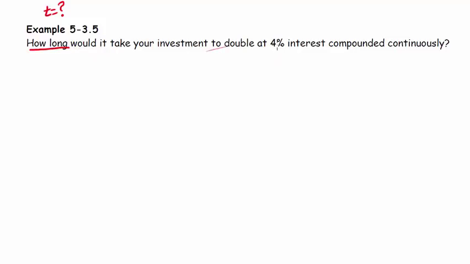At 4% interest compounded continuously. Alright, so I know that r is 4%, and we are looking for t. Now, I do not tell you what A and P are. So let's see what we know here. Let's say I start with this: A equals P e to the 0.04 t.